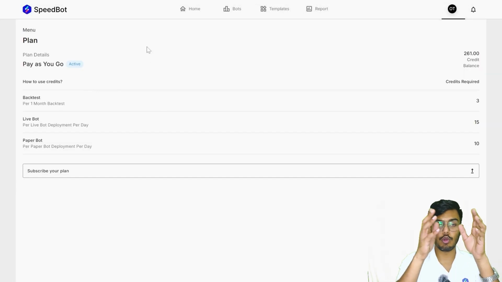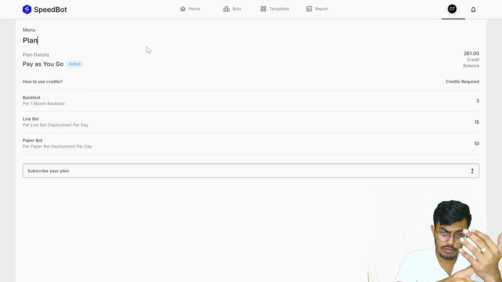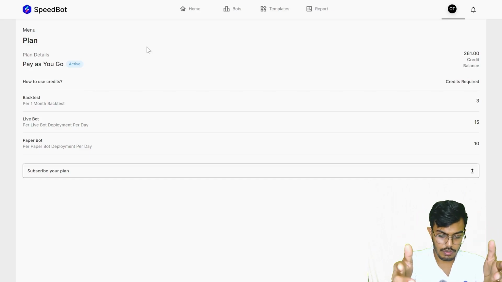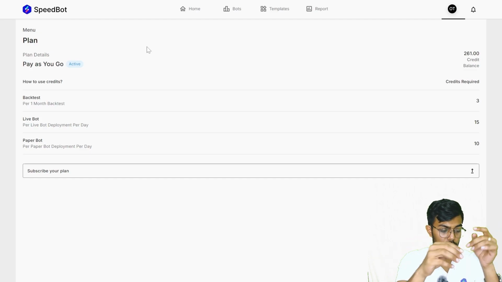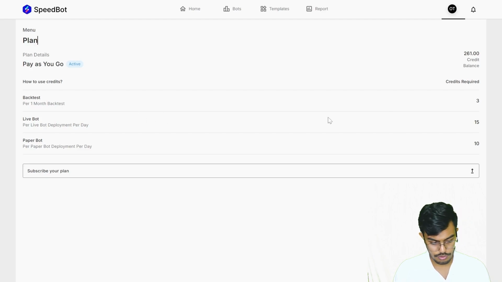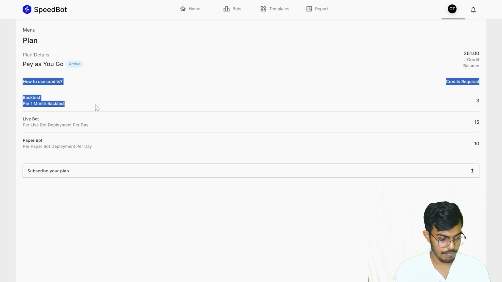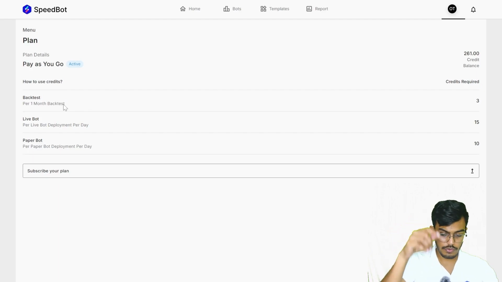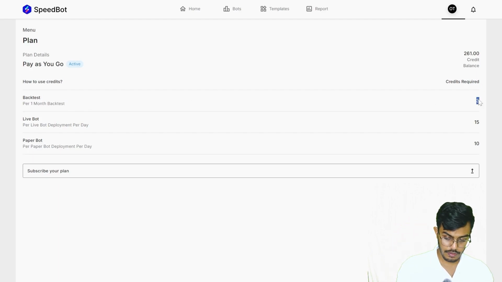So at SpeedBot, we have two types of plans. One is the pay-as-you-go plan, that is based on your needs, based on your requirements on a daily basis. You'll be able to backtest, you'll be able to deploy your bots live or paper as per your need. So as and when you need, you can pay and use the bots and other features. So for 1 month backtesting, that is if you are backtesting your bot for a month, then 3 credits would be deducted. So 1 credit equals 1 rupee.